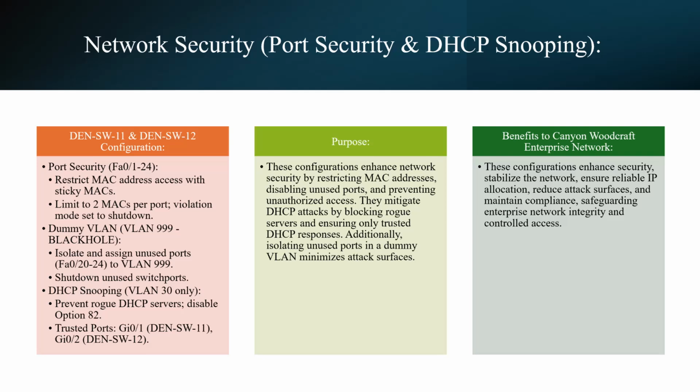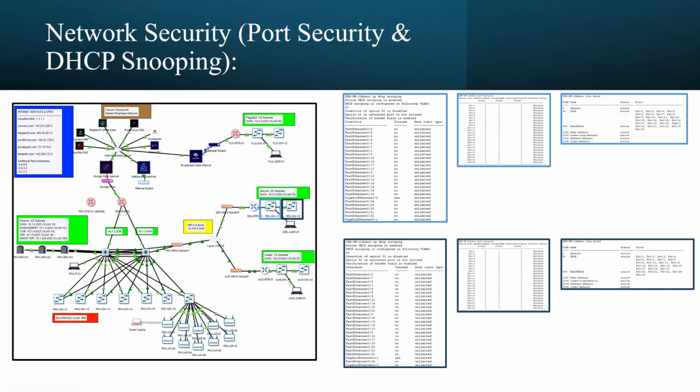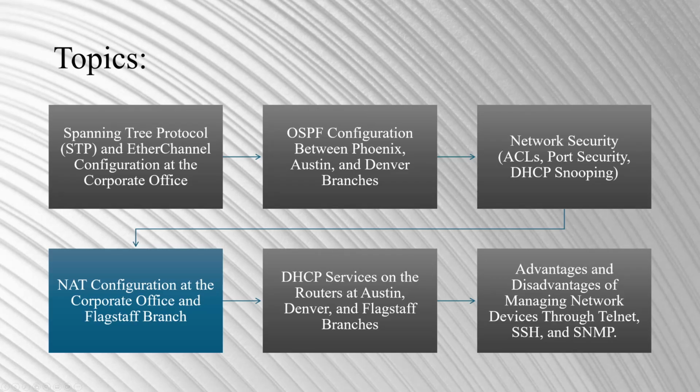The purposes and benefits of this were these measures enhance network security by restricting unauthorized devices, mitigating DHCP attacks, and reducing potential attack surfaces by isolating unused ports and ensuring controlled access. The network remains stable, reliable, and compliant, safeguarding Canyon Woodcraft's enterprise infrastructure. And on the screen is a diagram of the network following the implementations, and again on the sides shows the DHCP snooping changes, allowed IPs, port security, and VLANs.